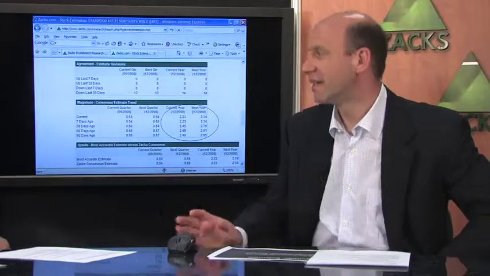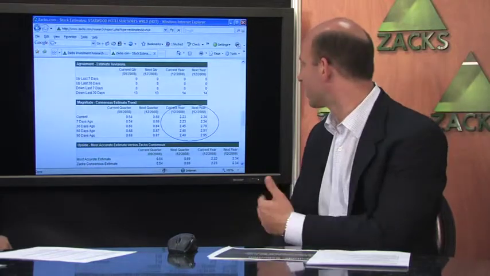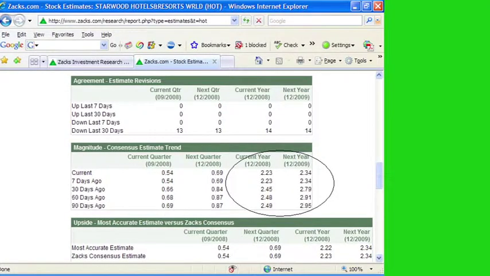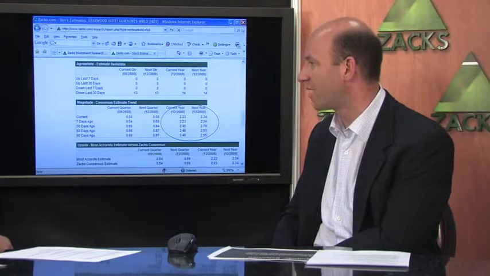All right. Now let's look at woe-begotten Starwood Hotels, Zacks Rank of 5, and here we see the exact opposite thing occurring. So I've highlighted the trend of the estimates and the magnitude for the current and next year. So 90 days ago, looking for $2.49 in the current year, and now looking at $2.23. That's about a 10% move to the downside.